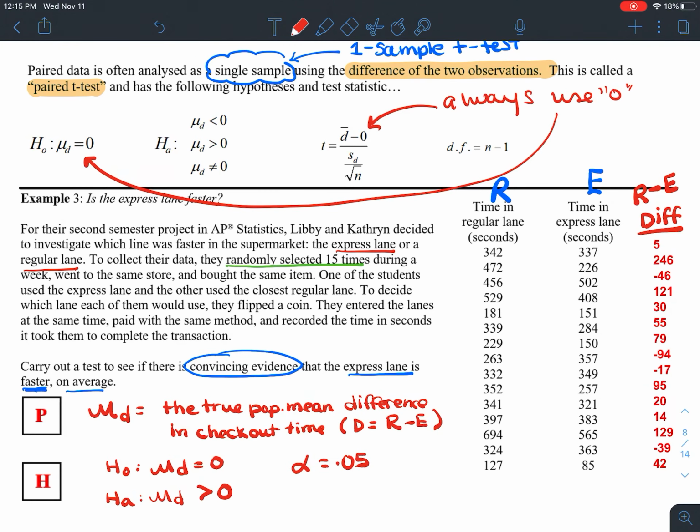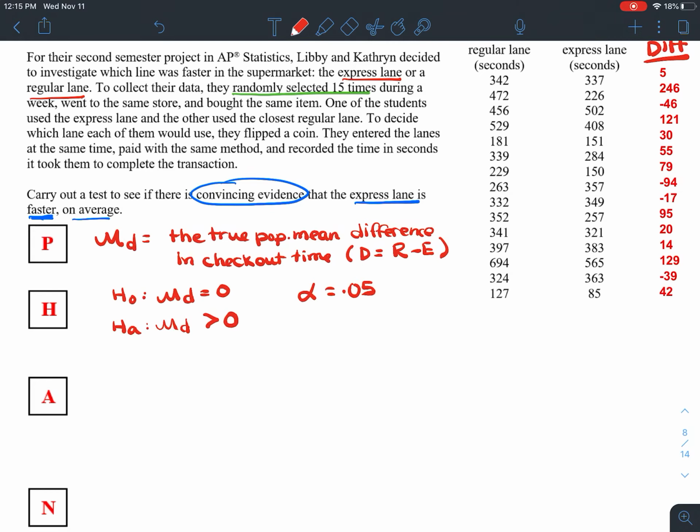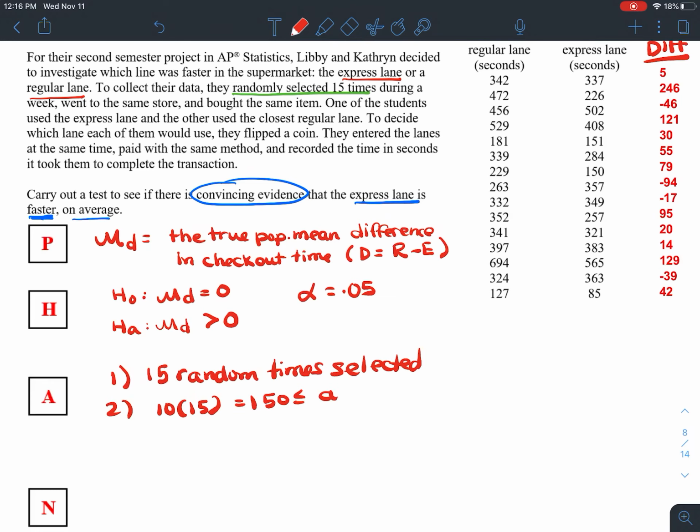Then we're going to go through our assumptions, or our conditions. The first one: there were 15 random times selected. The second one is our 10% condition. 10 times 15 is 150, which is less than or equal to all the times that they could have come and checked something out. Now we need to check off the normality condition. Our sample size was only 15, so we can't use the central limit theorem. There's no mention that the population distribution is normal.